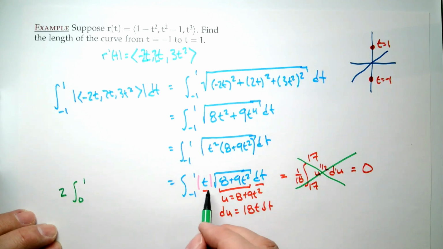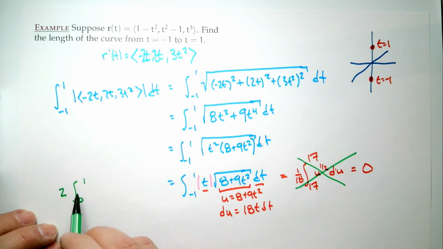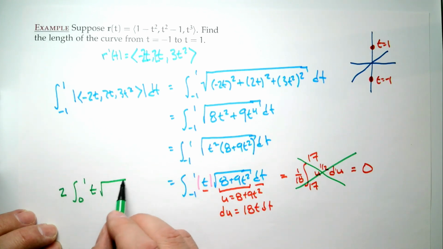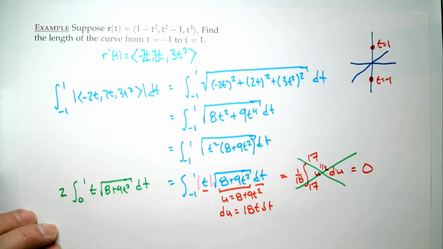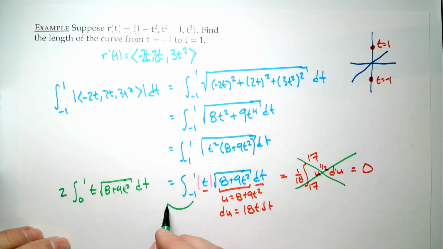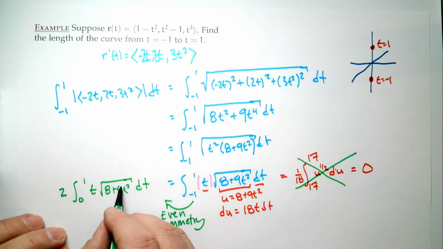And now, because I'm only going to be between 0 and 1, I can drop my absolute value. So t square root of 8 plus 9t squared dt. Okay, so here, this is using even symmetry. All right, since we've already spent a lot of time dwelling on this topic, I'll tell you that everything else we did was fine.